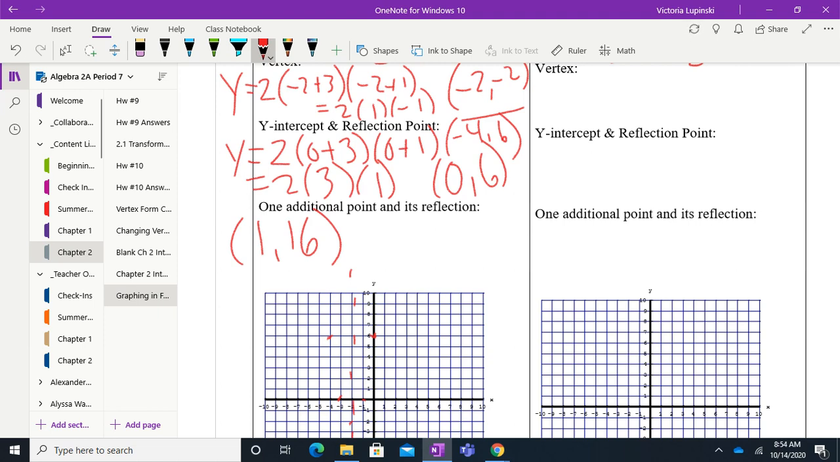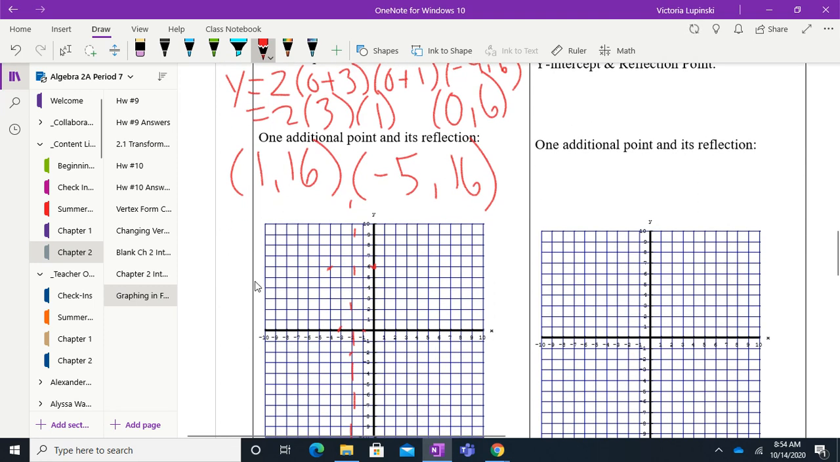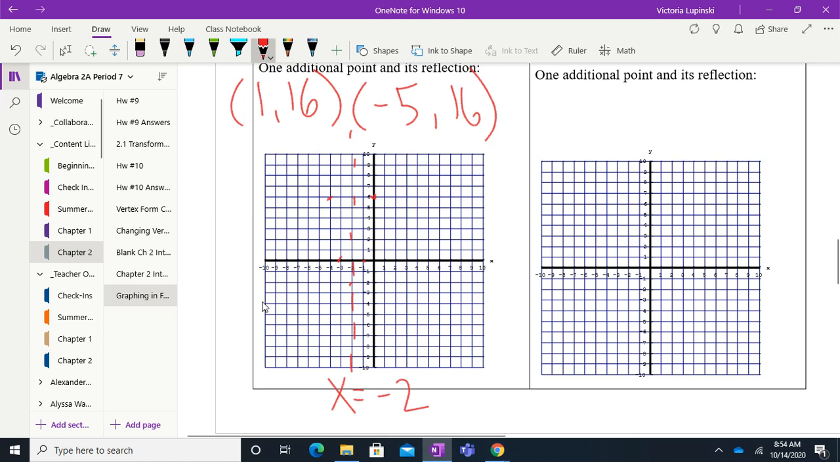Because the point (1, 16) would be exactly 3 units to the right of the axis of symmetry, that means if I go 3 units to the left of the axis of symmetry, there should be its reflection point, which would be (-5, 16). And again, those are slightly off the graph, so it's fine if I don't graph them. I'm going to go ahead and connect the points that I do have. And again, my graph is not perfect here because of my stylus, but it looks pretty good.